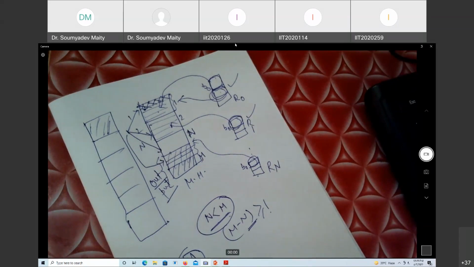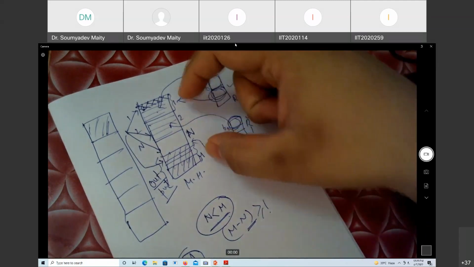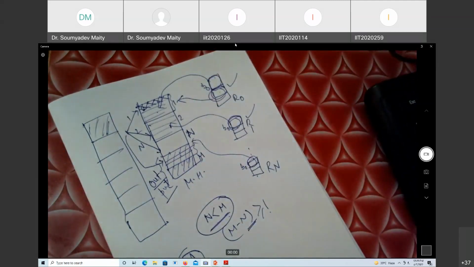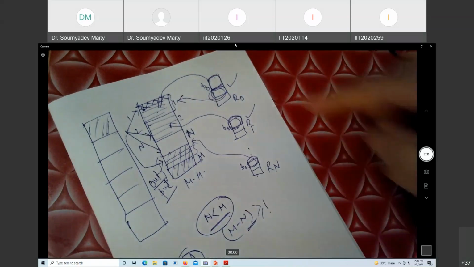So in the first pass, how many run files will be merged? Actually, m minus 1. M minus 1 run files will be accommodated here, and one block will be reserved for output. So first m minus 1.